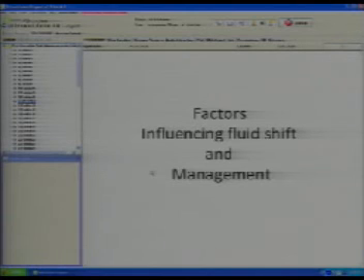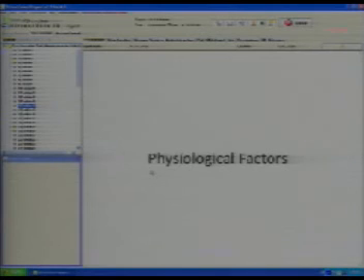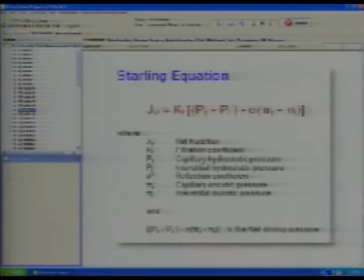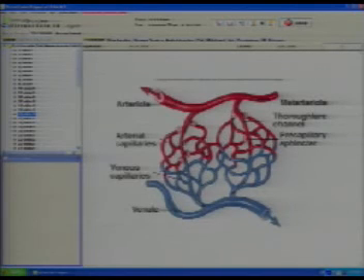Now let's come to the other factors which influence the fluid shift and ultimately patient management. What are the physiological factors? The most important physiological factor in the movement of fluid from one compartment to the other is the Starling equation. You are familiar with it. The oncotic pressure and hydrostatic pressure are the most important factors. We know that in the capillary, on the arterial side and venous side, when the fluid moves, it passes through the interstitium and transfers the oxygen and substrates.